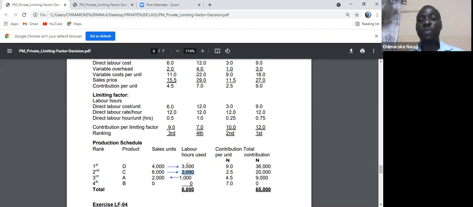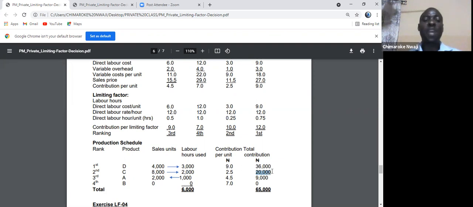Now, can you see the arrows going from left to right, meaning we move in that direction? Now, the contribution per unit of C is 2.5. So please don't confuse 2.5 here with 0.25. This 2.5 is contribution per unit. This 0.25 is limiting factor per unit. Okay, so when I multiply the contribution by sales units, we have 20,000 naira.